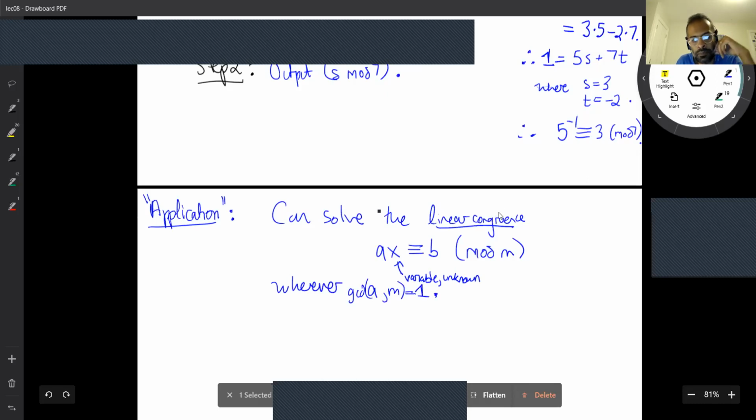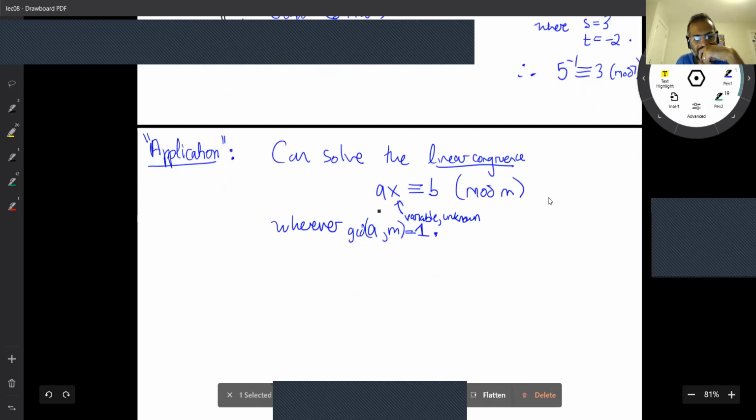How? Any thoughts on how I would solve this? If you just had to do AX equals B, forget congruence, how would you solve it? You would divide each side by A. But now we don't exactly have division, we have these inverses. So what do we do? Multiply each side by A inverse.